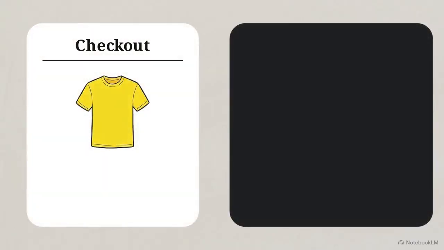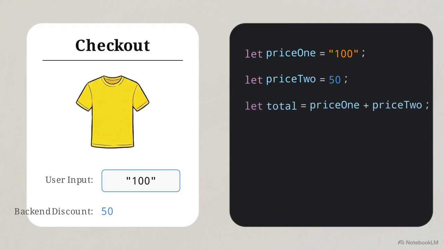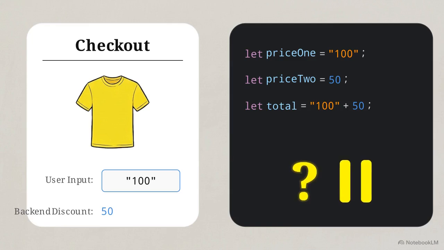Let's see that exact corruption happen in a standard e-commerce checkout. This diagram shows a string variable price1 set to 100 in quotes, representing text input from a user. Below it, we have a pure number variable, price2, set to 50, representing a back-end discount. We feed both into an addition equation to calculate the total. Take a close look at this equation. Pause the video right now and predict the exact output that will print to the console when this executes.